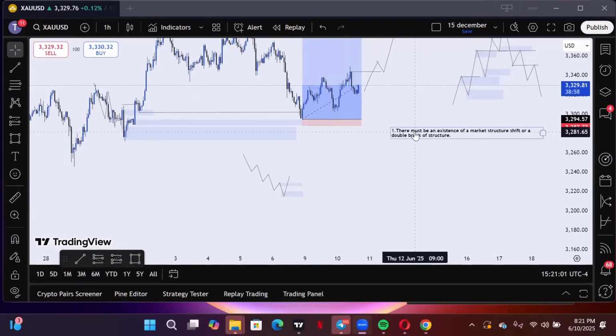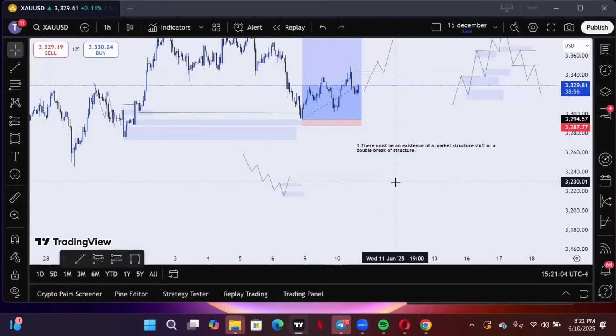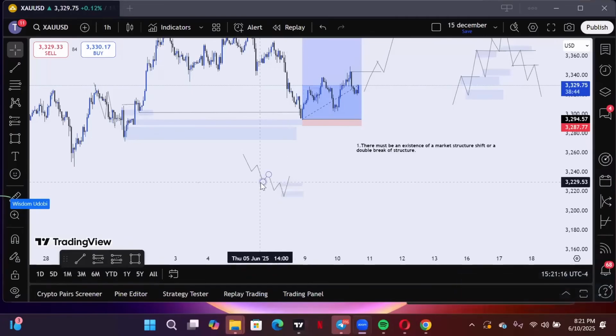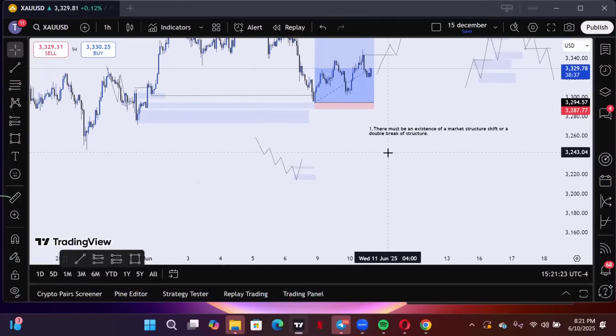I said that the first rule in picking a point of interest, the first rule in picking any entry, is that first of all, there must be a market structure shift, or a double breakout structure. So if you have an initial downtrend, you don't look for any POI or anything until the market gives you a market structure shift or a double breakout structure. In this scenario, we have a downtrend, with lower highs, lower lows, lower highs, lower lows, lower highs, lower lows, then a higher high. So it means that we got a market structure shift.